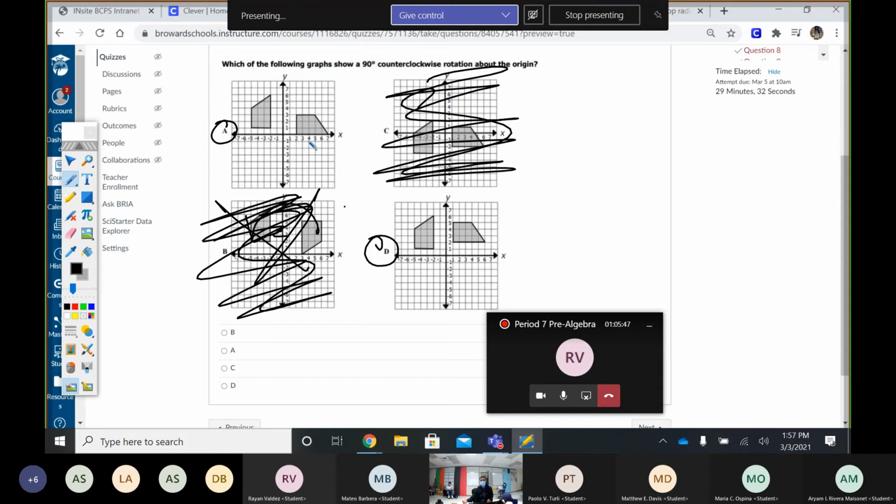I honestly don't know which, because they're not in the same position. Because you're moving 90. No, because this one went 90 counterclockwise and this one went 90 counterclockwise. But the question is, which one is the correct 90 counterclockwise? B. There is no B.